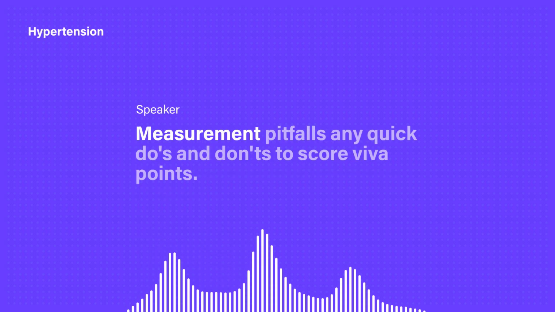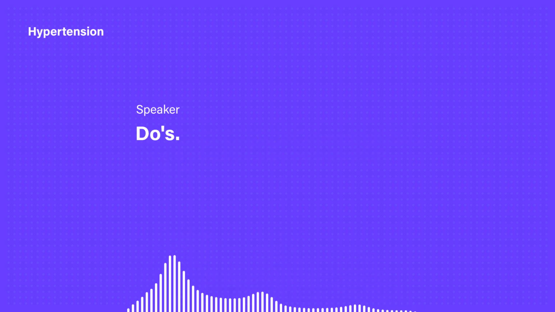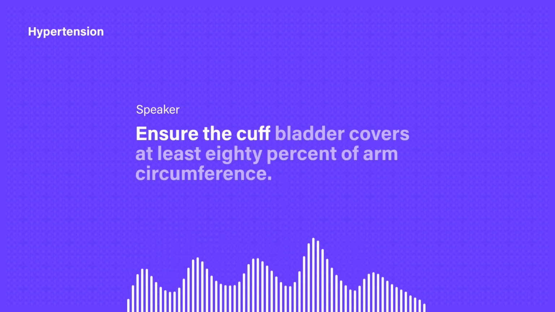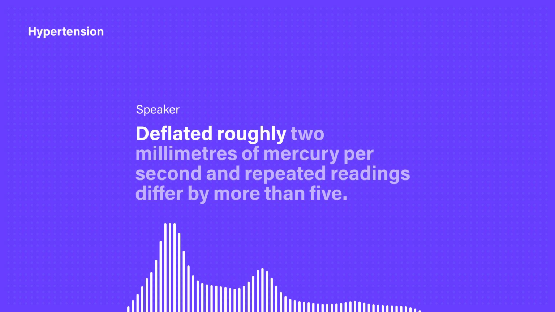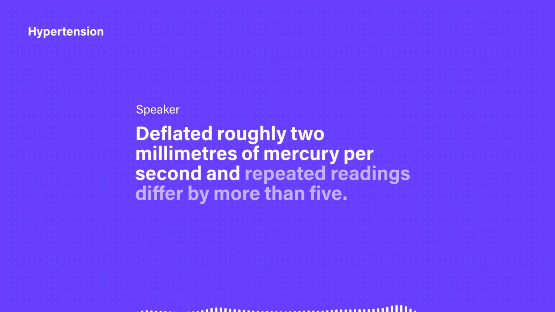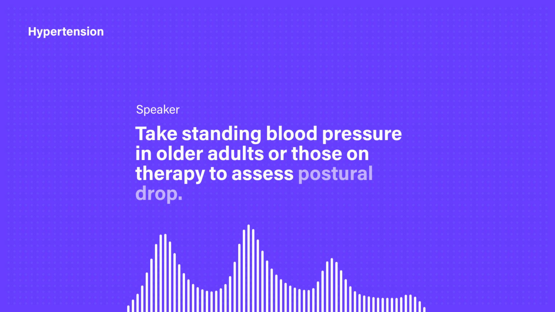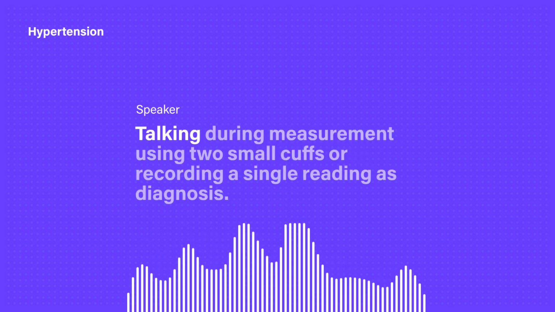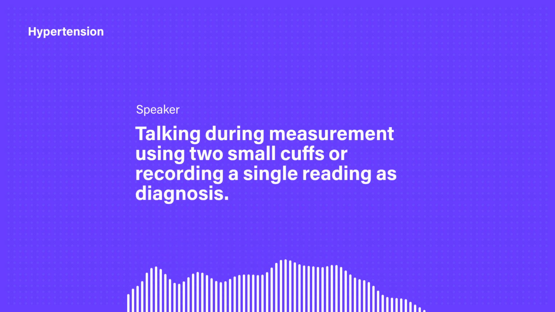Measurement pitfalls. Any quick do's and don'ts to score Viva points? Do's: remove tight clothing, ensure the cuff bladder covers at least 80% of arm circumference, deflate roughly 2 millimeters of mercury per second, and repeat if readings differ by more than 5. Take standing blood pressure in older adults or those on therapy to assess postural drop. Don'ts: talking during measurement, using too small cuffs, or recording a single reading as diagnosis.